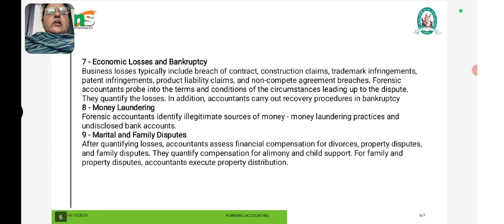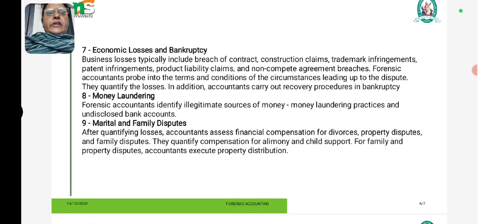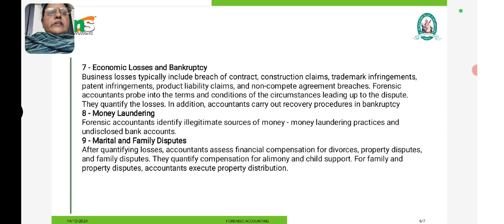So, economic losses and bankruptcy. Business losses typically include breach of contract, construction claims, trademark infringement, patent infringements, product liability claims, and non-compete agreement breaches. Forensic accountants probe into the terms and conditions and circumstances leading up to the dispute. They quantify the losses. In addition, accountants carry out recovery procedures in bankruptcy. Money laundering: forensic accountants identify illegitimate sources of money, money laundering practices, and undisclosed bank accounts.